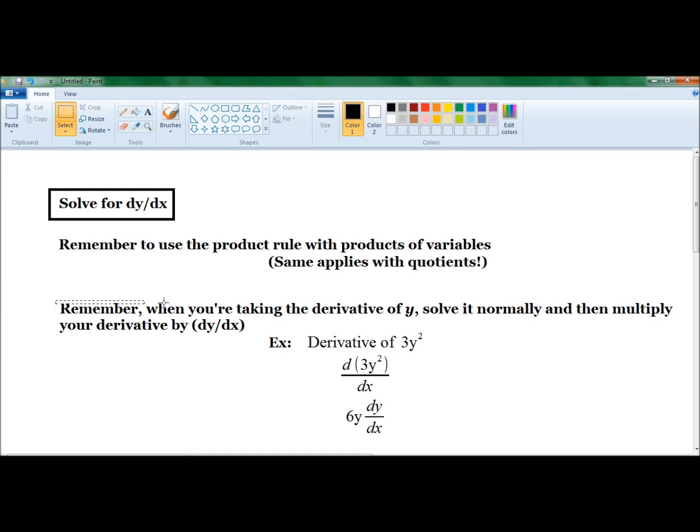Also, you have to remember that when you're taking the derivative of y, you solve it normally, quote unquote, and then multiply your derivative by dy dx. Say I want to find the derivative of 3y squared. Well, I would typically say it's just 6y. That would be my quote-unquote normal answer. But since I'm using y instead of x, I have to multiply this by dy dx. So the derivative of 3y squared is in fact 6y times dy dx.